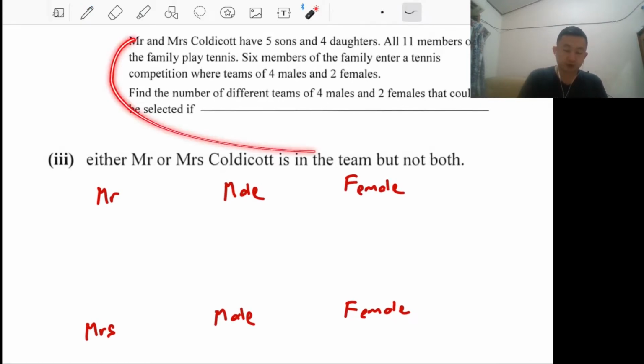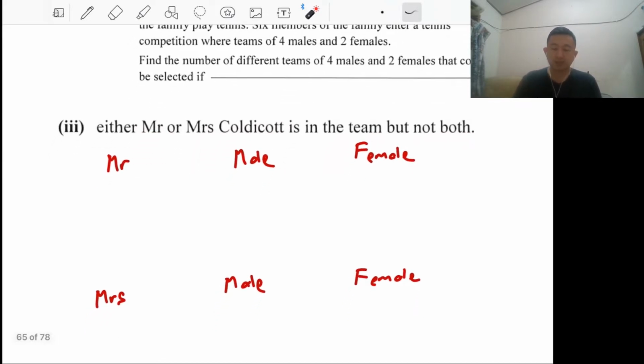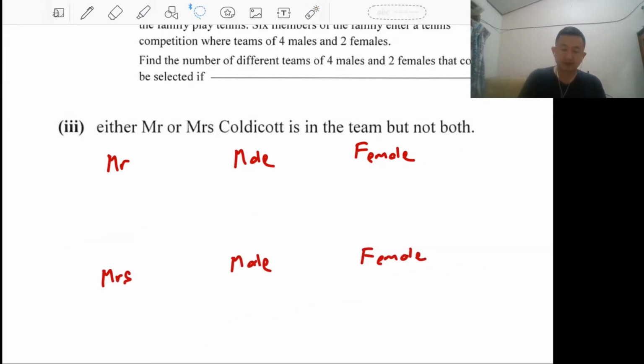Now, this is the question. I put it here, it's easy to reference. Either the dad or the mom. Either one of them. One of them only, not both of them. Just one of them. Either one of them is in the team, but not both. So I separate out into 2 different cases. The first case is the dad is selected. The second case is the mom is selected.